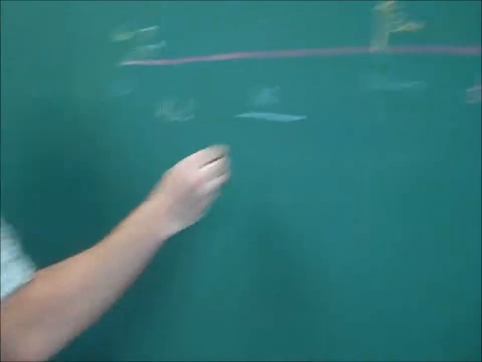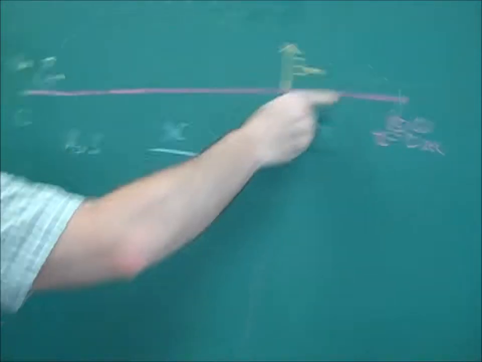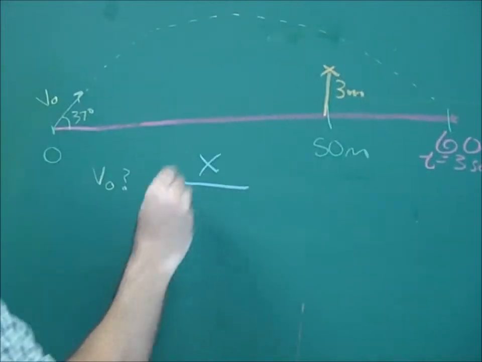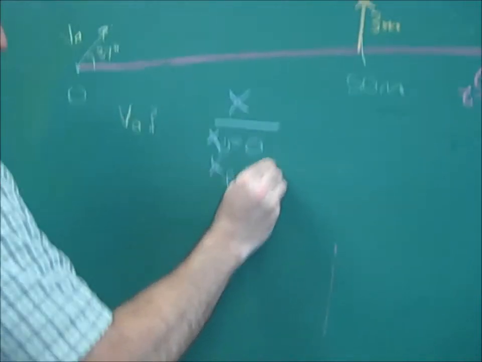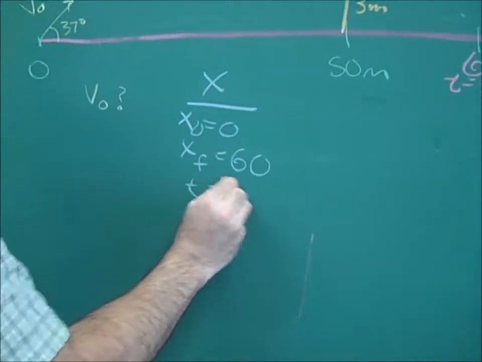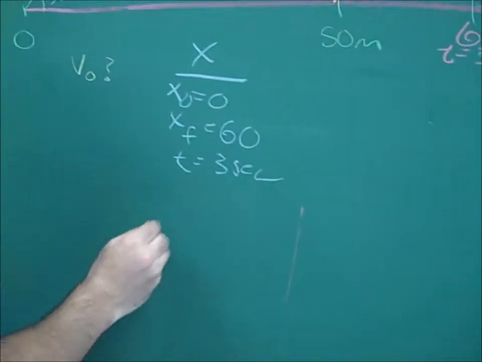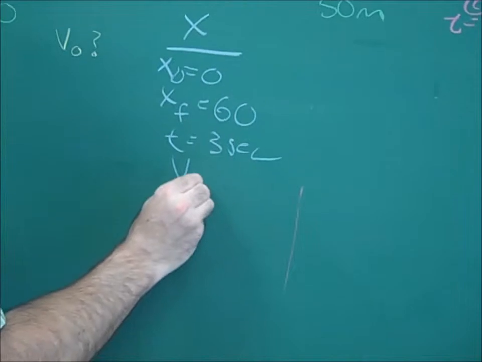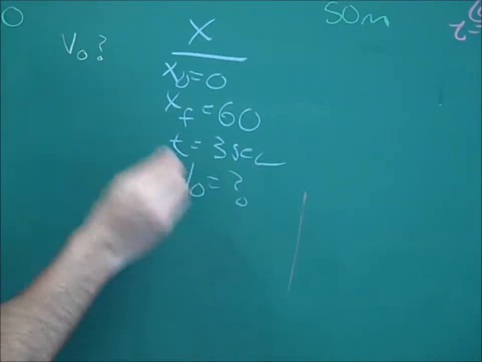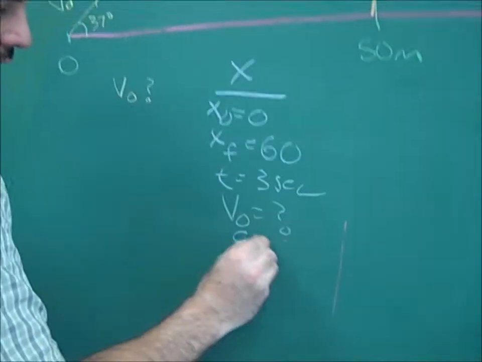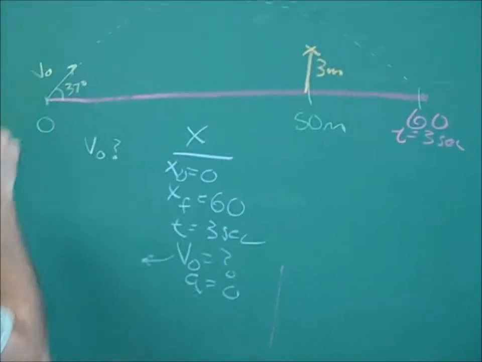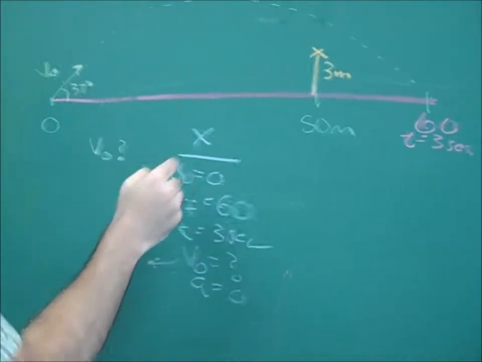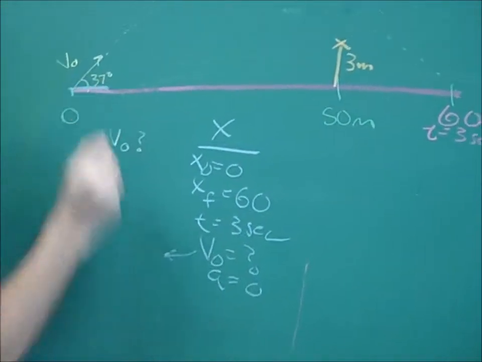Let's look at x first. I don't care about this tree quite yet because that's not part of the overall motion. The starting position is 0. The final position is 60. The time is 3 seconds. There is some kind of initial velocity we can find. And the acceleration is 0. Quick note, this is not the same as the overall initial velocity because it's the initial velocity in the x. So it's that kind of part right there.